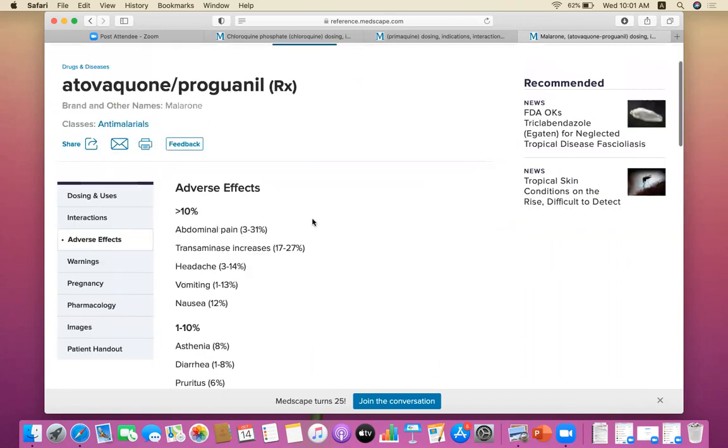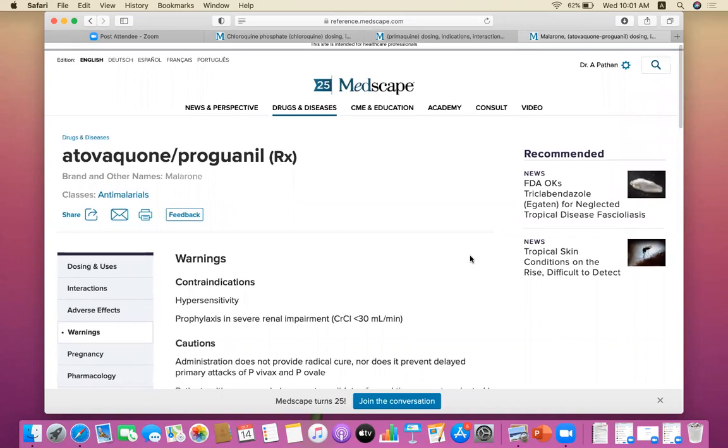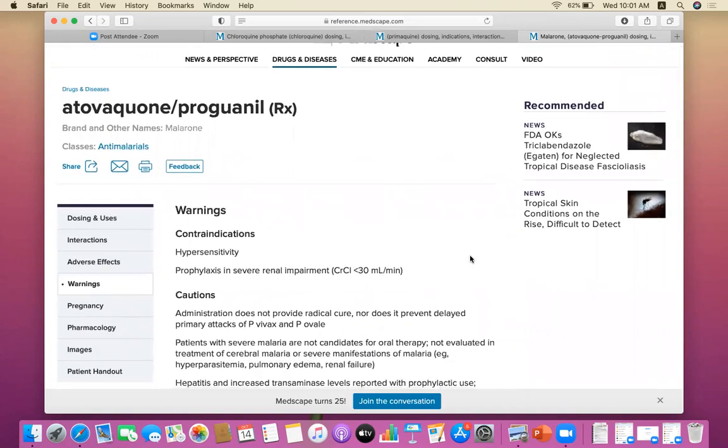Adverse effects: abdominal pain, in most of the cases more than 10%, and the warnings: hypersensitivity and renal impairment.